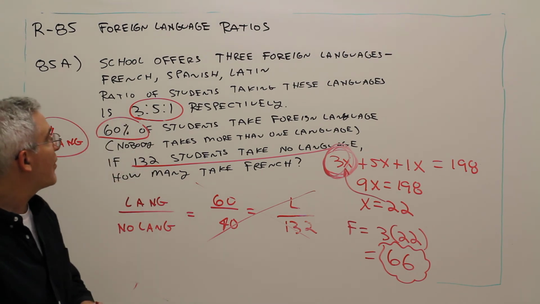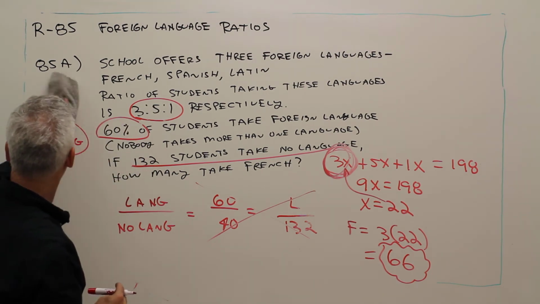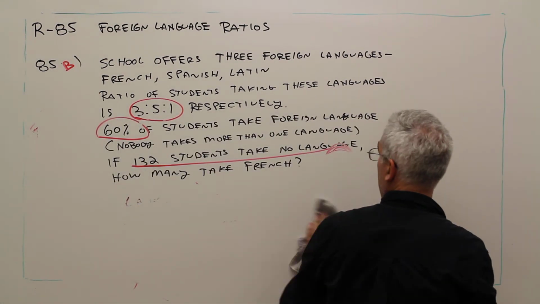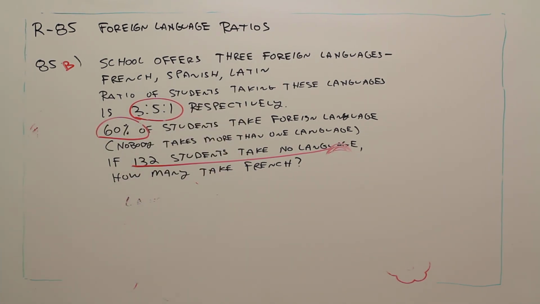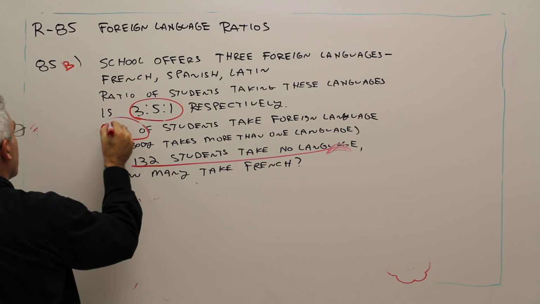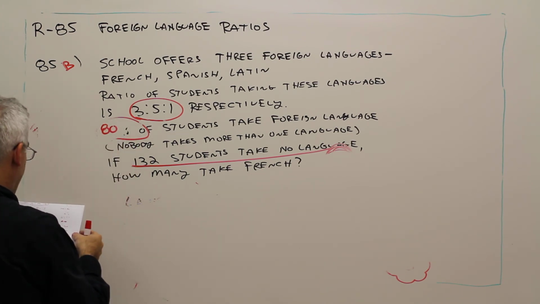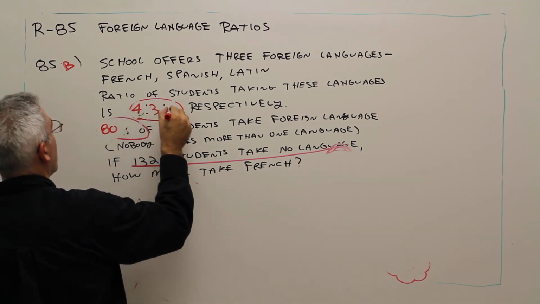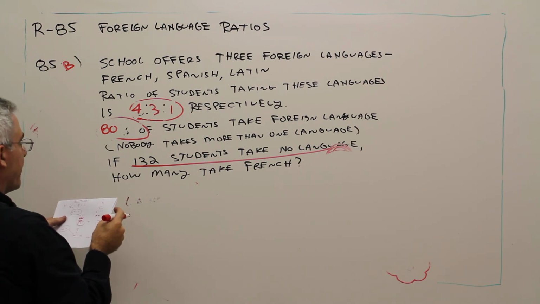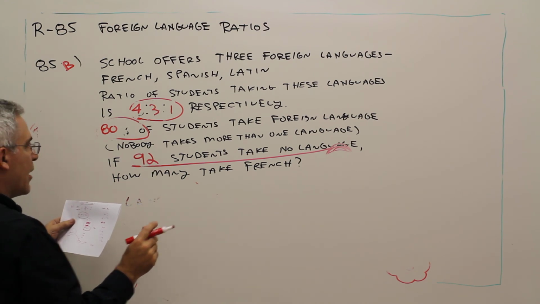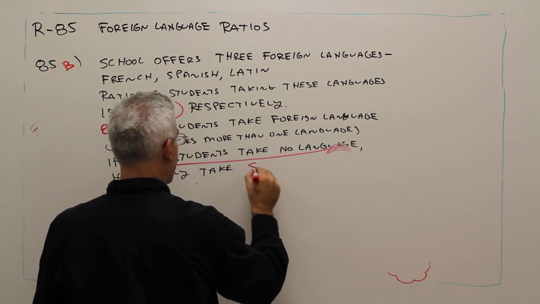All right, I'll change the problem slightly. We'll call it part B. And you could work it out and see how you do. So I'll just change a few values. Let's change it to 80% take a foreign language. Let's say the ratio is 4 to 3 to 1. Let's say that we've got 92 students that do not take a language. And let's try to find out how many students take Spanish.